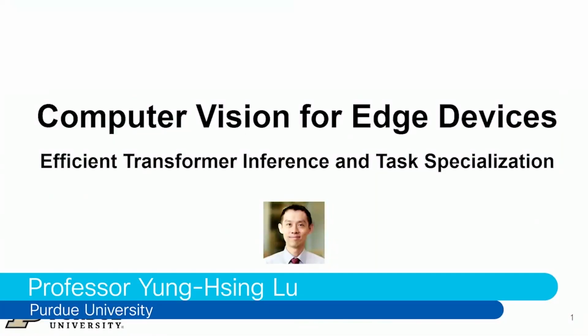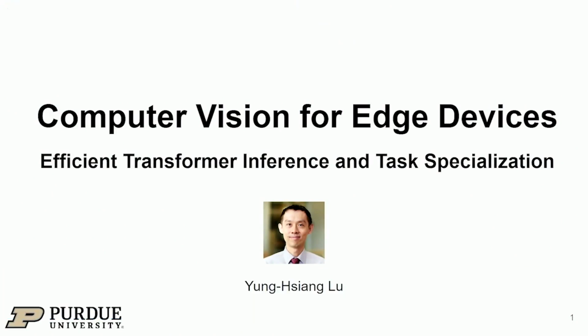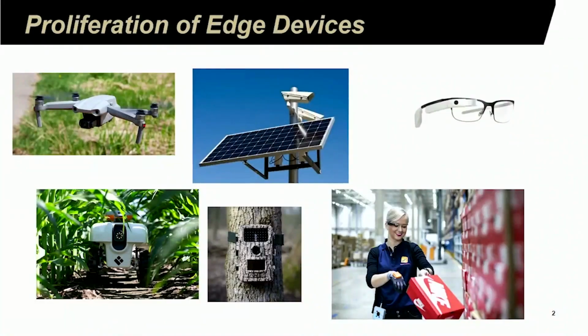Today, I will talk about our work on computer vision for edge devices. More specifically, we will talk about how to make transformers more efficient in the context of task specialization. So the previous speech talked about large language models. Now we are looking at a somewhat different kind of task. More specifically, we look at computer vision.